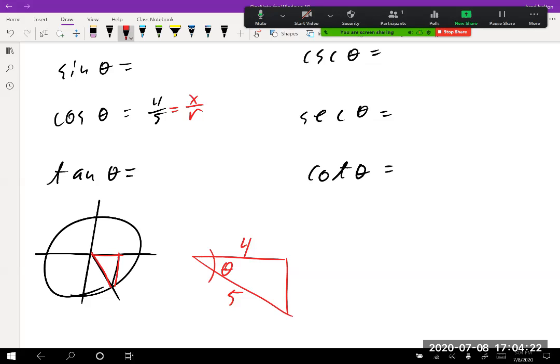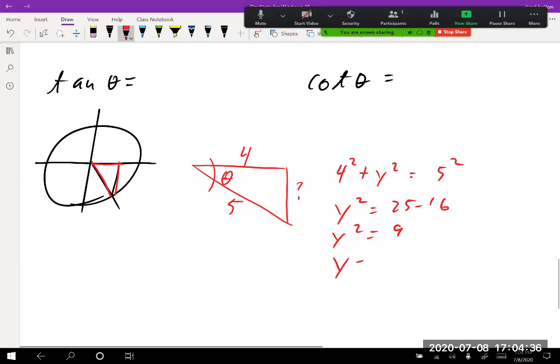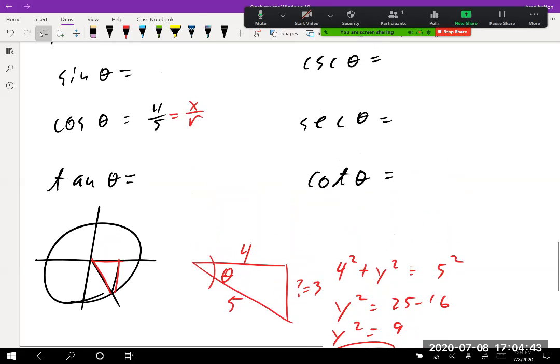So that means I can find this side as well. I just do 4 squared plus, let's call it y squared, is equal to 5 squared. So y squared is equal to 25 minus 16, so y squared is equal to 9, so y is equal to 3. Then I can put a little 3 right here, okay? So now I should be able to answer any question they want.